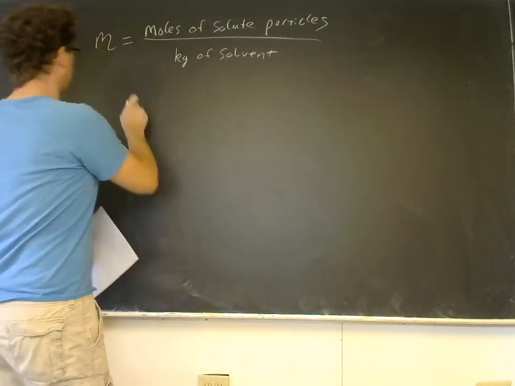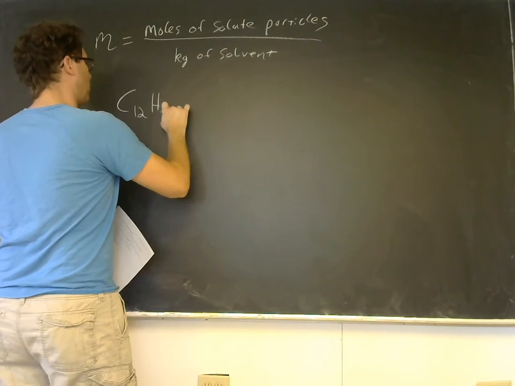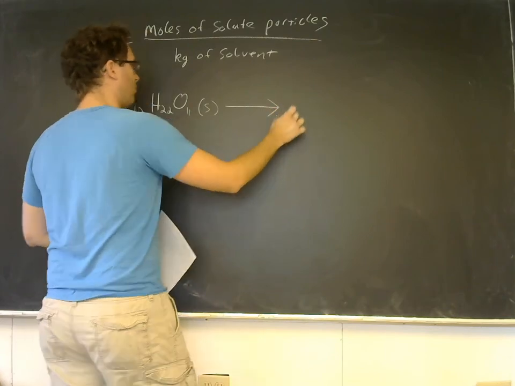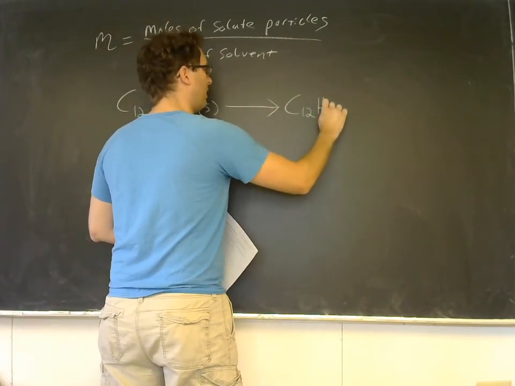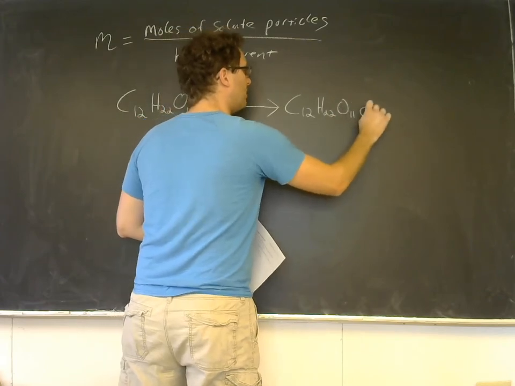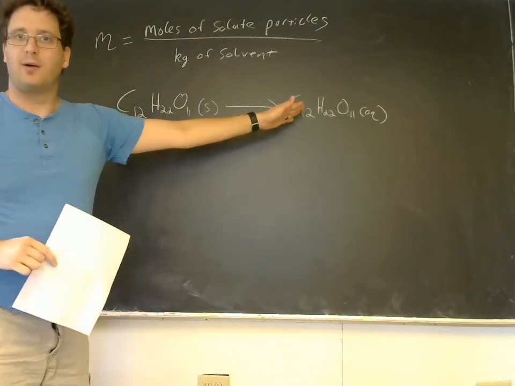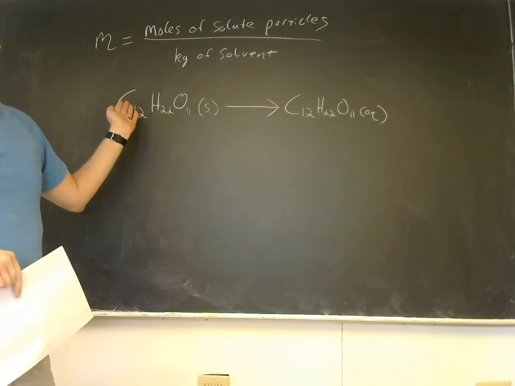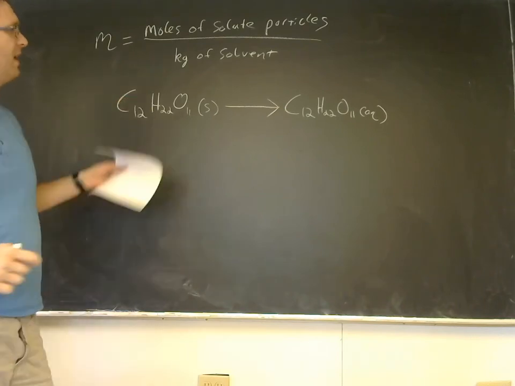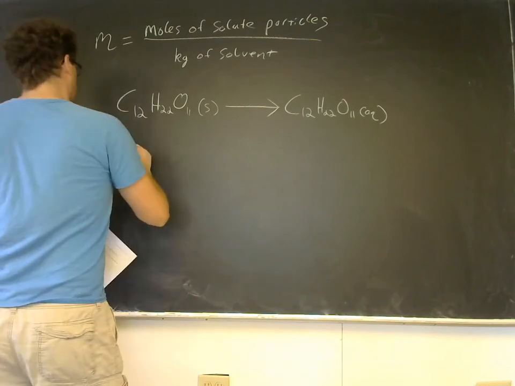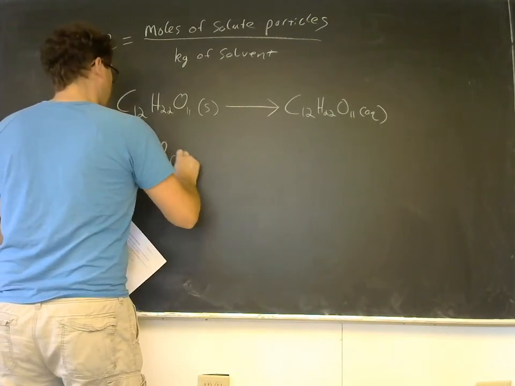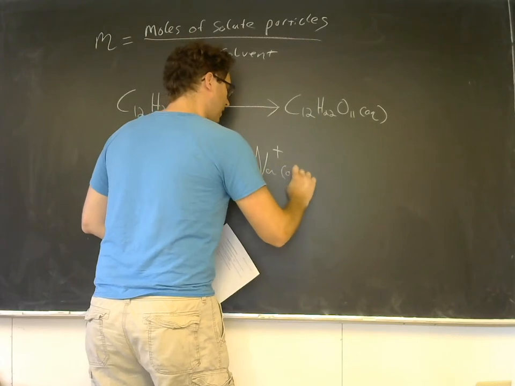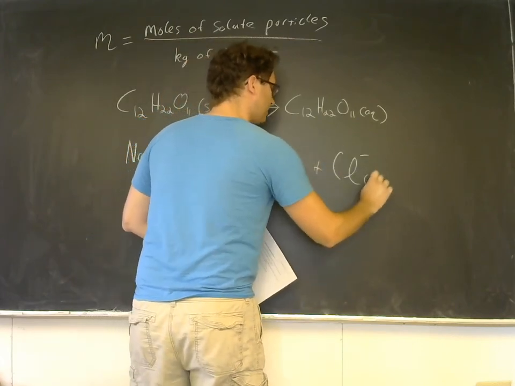Well, if I have something like C12H22O11, and that is a solid, and I dissolve it into water, then I will get C12H22O11 aqueous. I will get one solvated particle for every one particle of our solute, because this is a non-electrolyte. But an electrolyte like NaCl, for example, NaCl solid is going to form Na plus aqueous plus Cl minus aqueous.